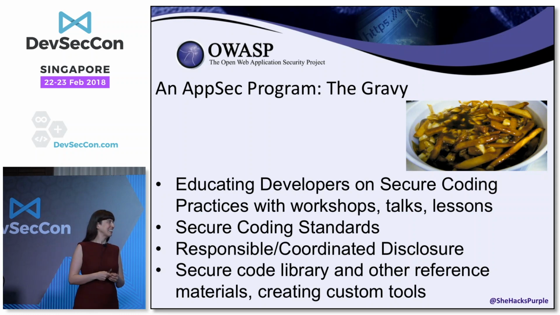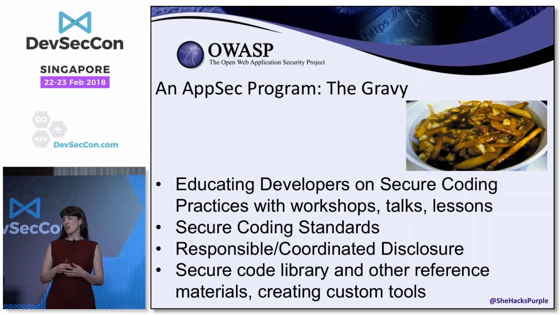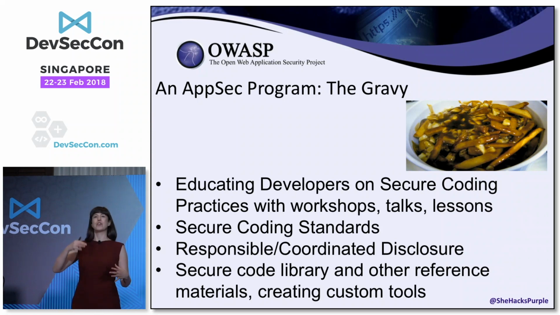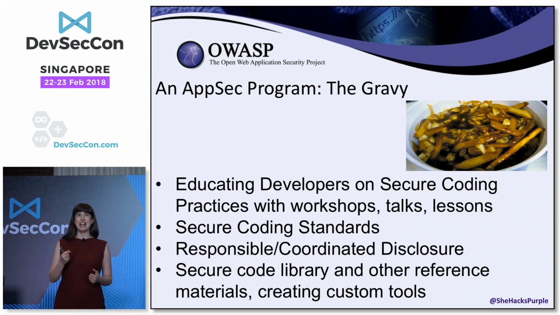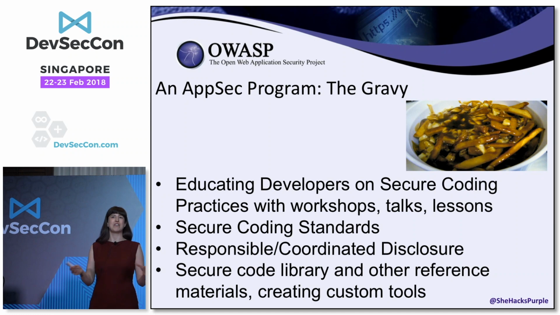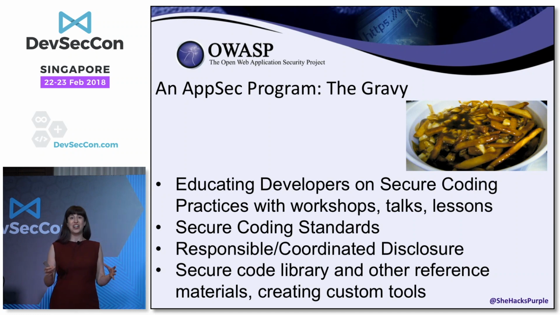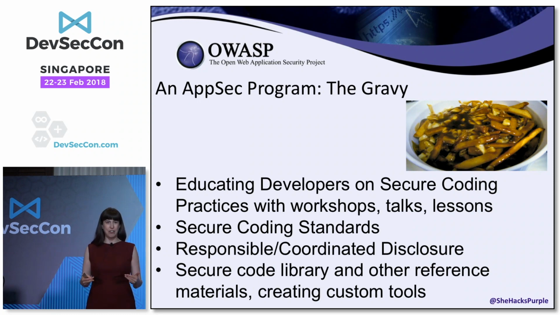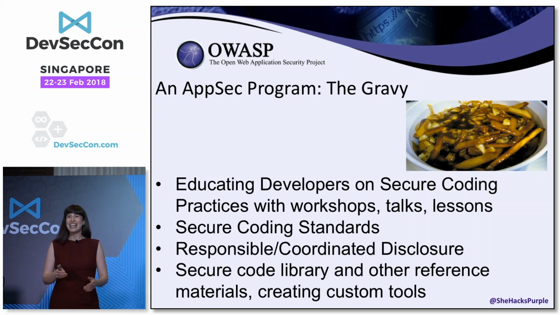The last one here is creating a secure code library and/or other reference materials or creating custom tools for your developers. I heard about this at AppSec Cali. This guy was talking about how they didn't want people to use the MD5 hash anymore because it's insecure. So they put a wrapper on it, so whenever a developer used it, it would rename itself to really insecure MD5 hash function. Usage went down by 95%. Just being passive aggressive.